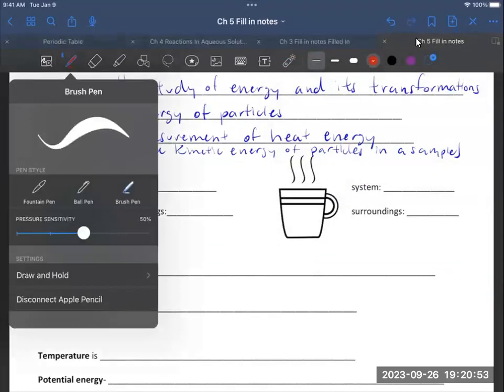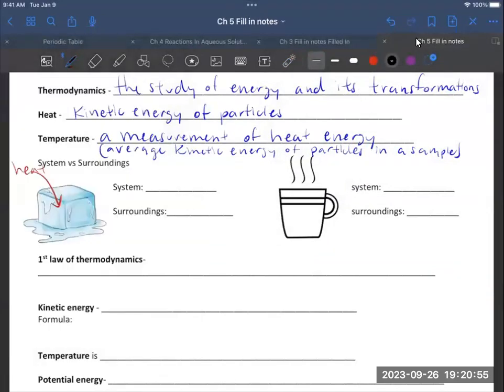Okay, so in this case, what we're examining is the system. The thing that we're looking at is the ice cube. And then the surroundings is literally everything else in the universe except for the ice cube. So the universe minus the ice cube. So that's literally the air around the ice cube, the table that it's sitting on, the planet that the table is on. Literally everything else is the surroundings. And so in this example, if you guys notice, heat is entering the system. Okay, the system being the ice cube.